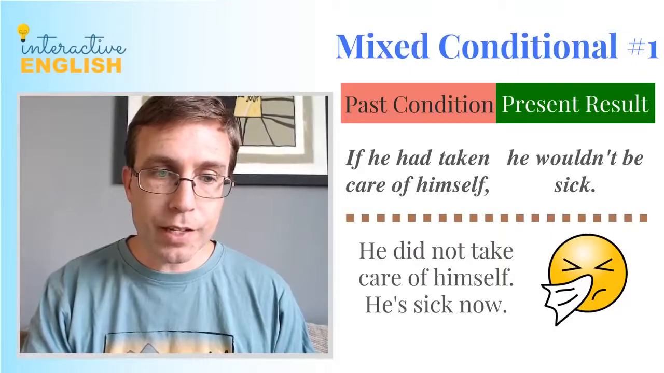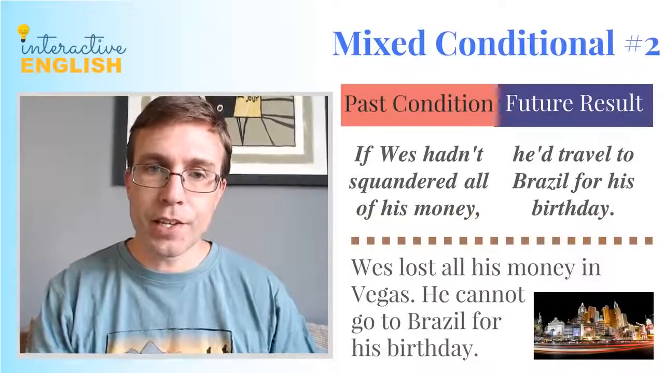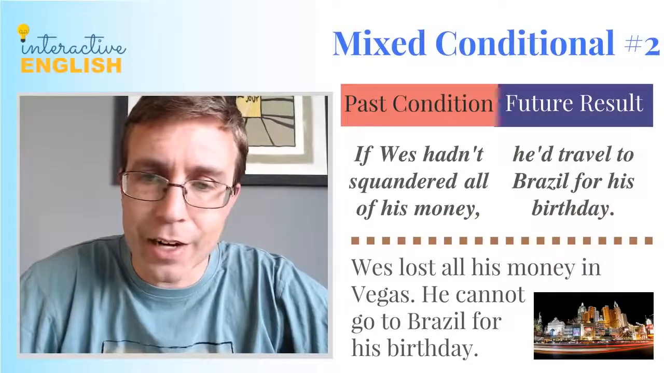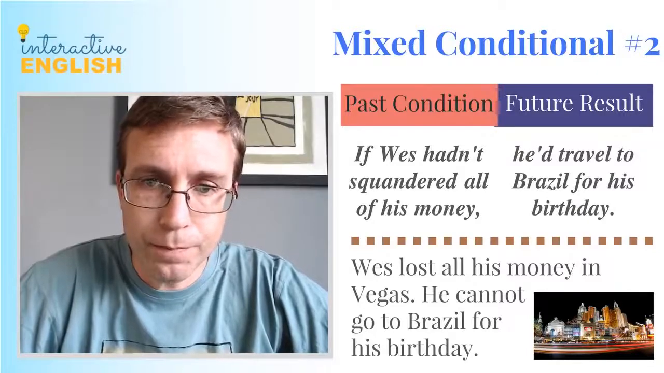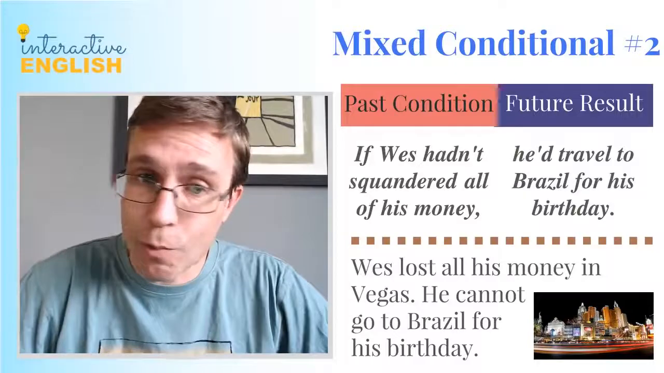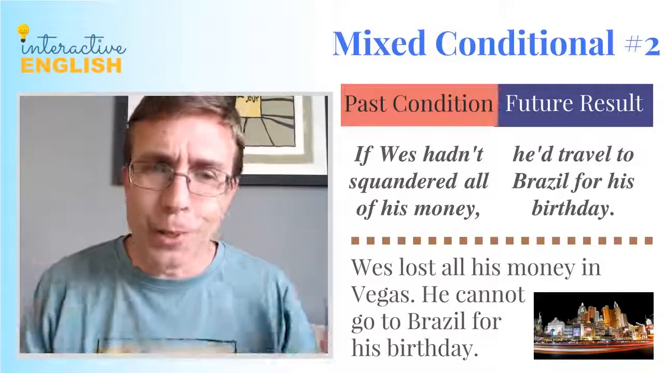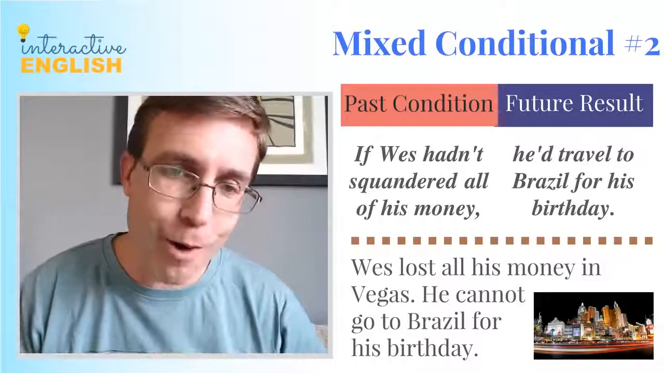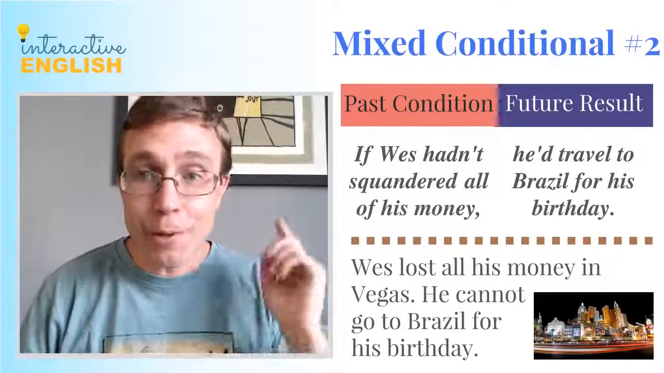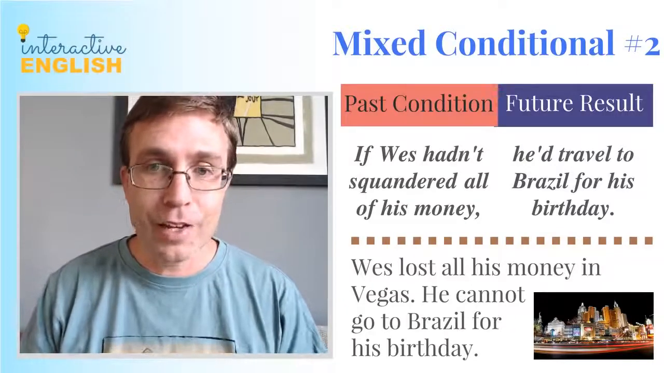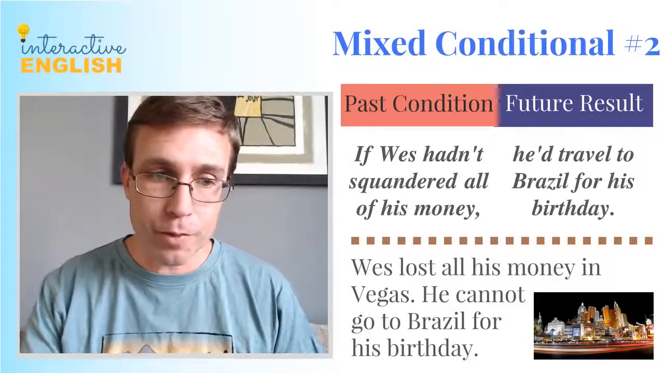Number two, we could say the situation, again, Wes lost all his money in Vegas. He cannot go to Brazil for his birthday. The past condition, if Wes hadn't squandered all of his money, squandered is to lose it unwisely and to do something stupid. If Wes hadn't squandered all of his money, the future result, he'd travel to Brazil for his birthday. So we have a past condition and a future result.